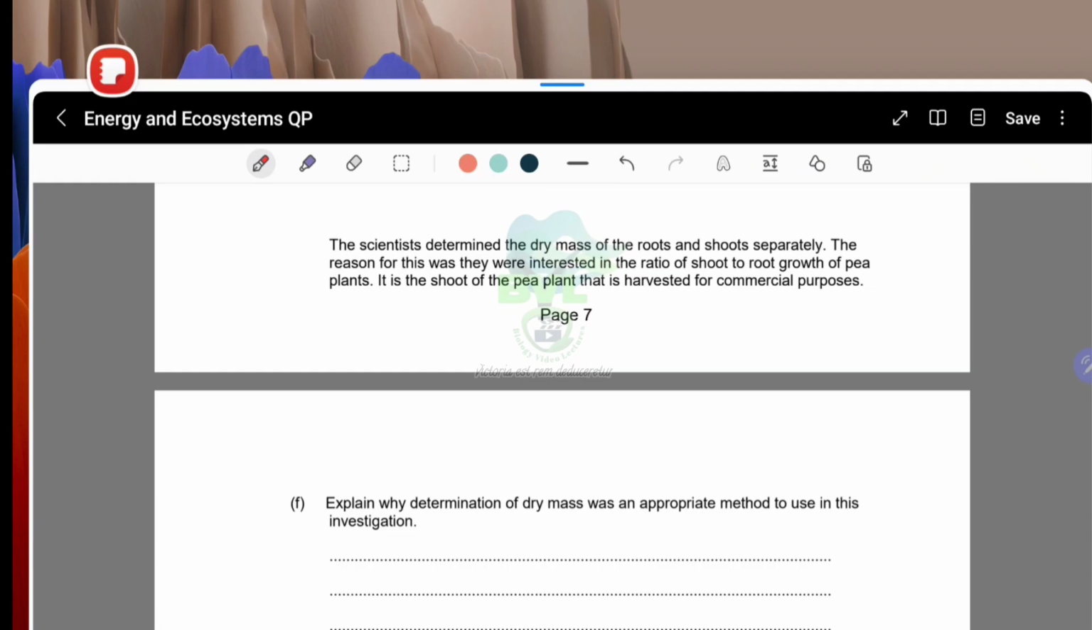Okay, the next question says the scientists determined the dry mass of the root and shoot separately. The reason for this was they were interested in the ratio of shoot to root of pea plants. It is the shoot of the pea plant that is harvested for commercial purpose. Explain why determination of dry mass was an appropriate method to use in this investigation. Why is the dry mass used, and why is that reliable?